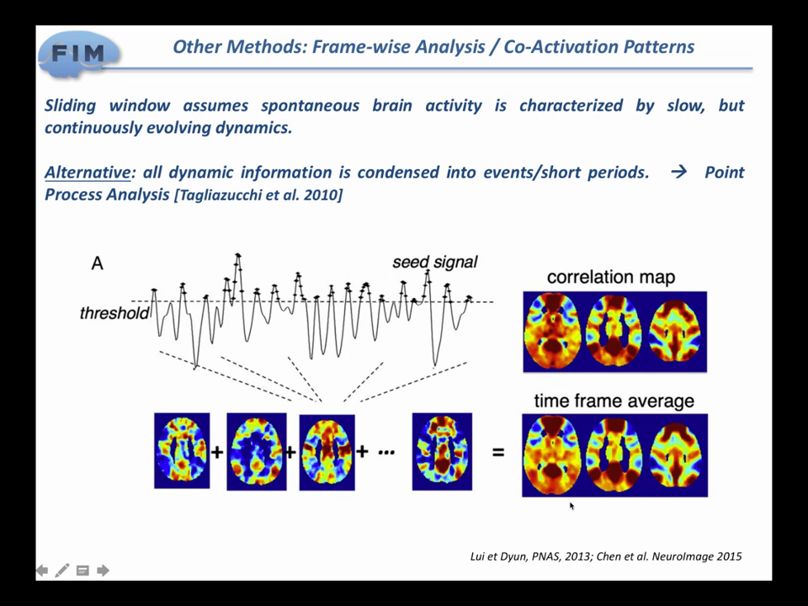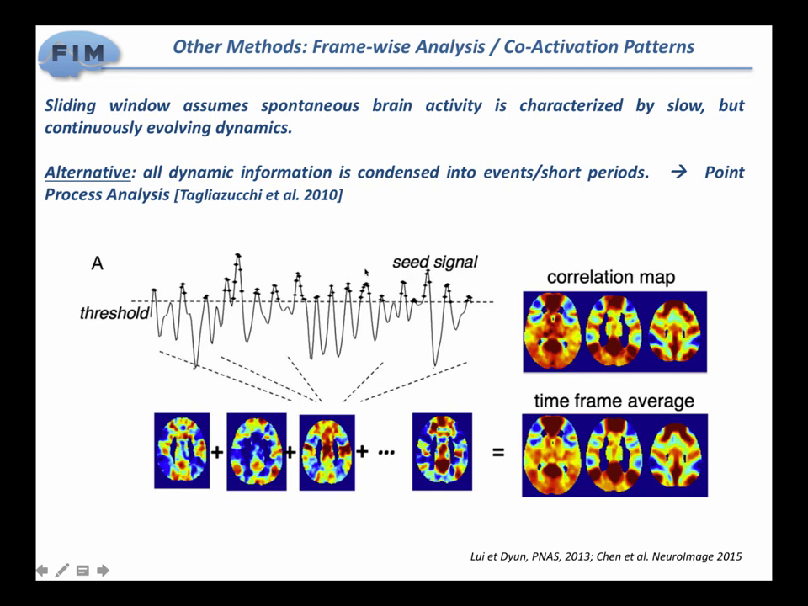Now, let me just talk for the last 5 minutes on the other type of methods, the ones that assume that there are a few discrete events that are what matter, because those are the ones that tell you everything about the dynamics. So in a sliding window, we assume that the spontaneous brain activity is characterized by slow, continuously evolving dynamics. Here, all the information is condensed in a few events.